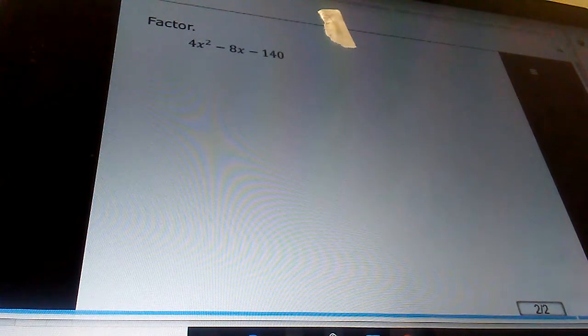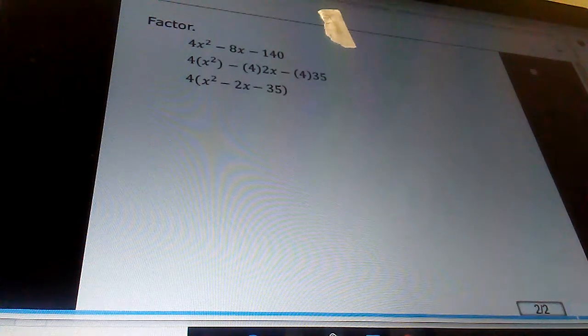4x squared becomes 4 times x squared. 8x becomes 4 times 2x. And 140 becomes 4 times 35. When we factor, we get 4 times the quantity x squared minus 2x minus 35. Now we're back to factoring a trinomial of the form x squared plus bx plus c. In this case, b is negative 2 and c is negative 35.